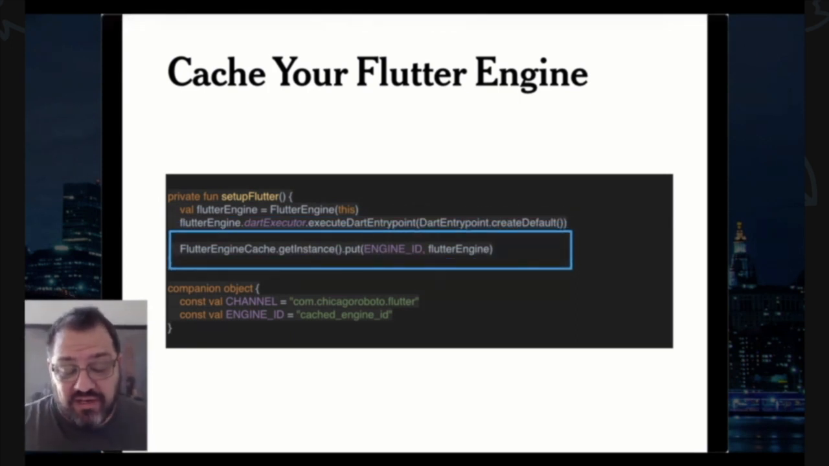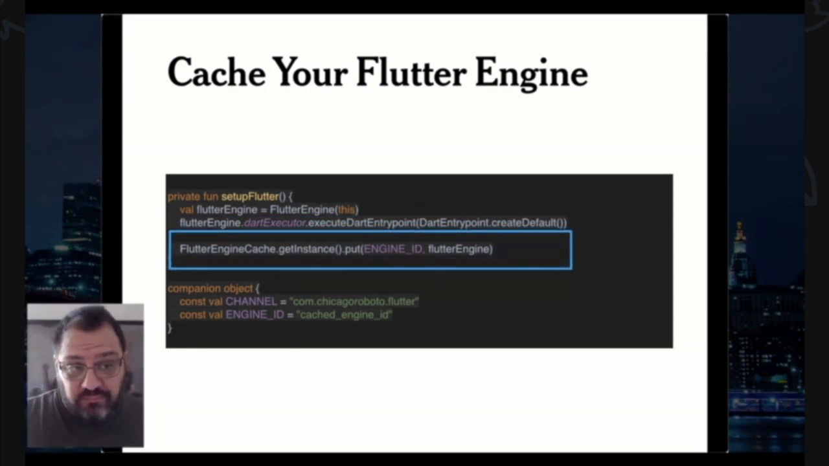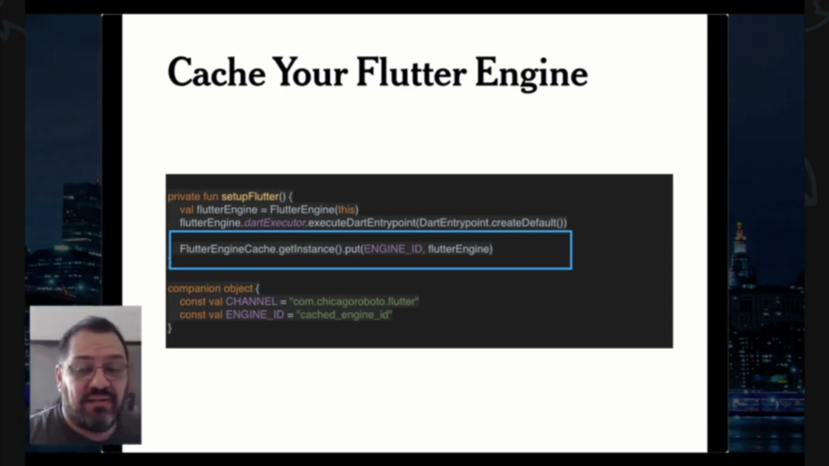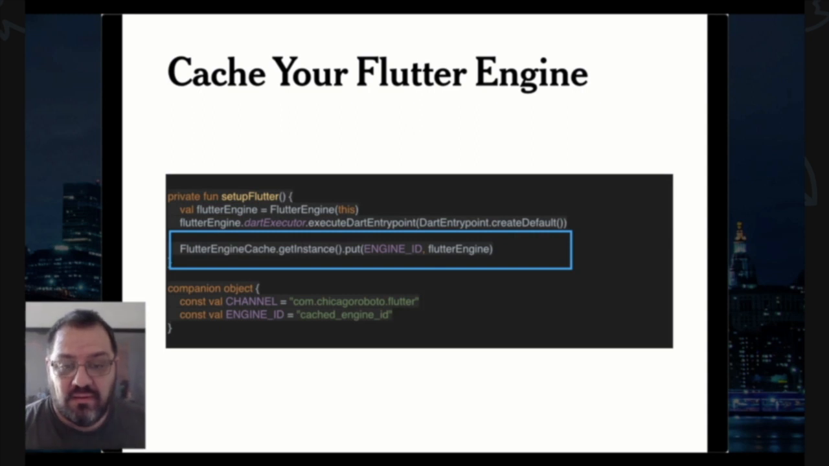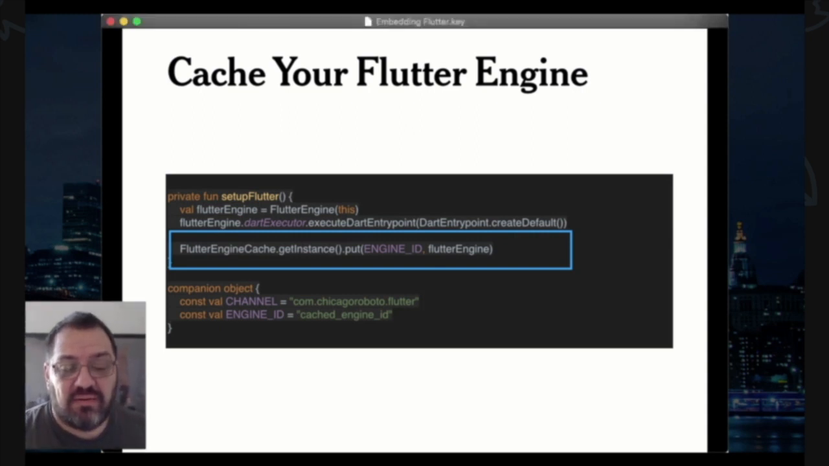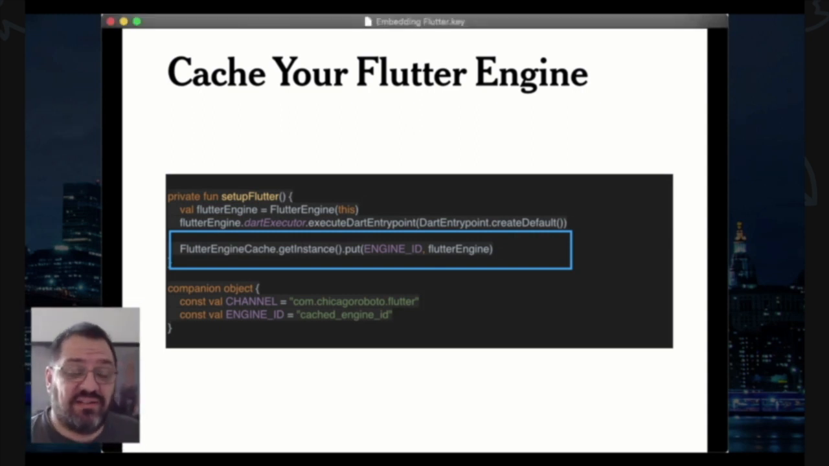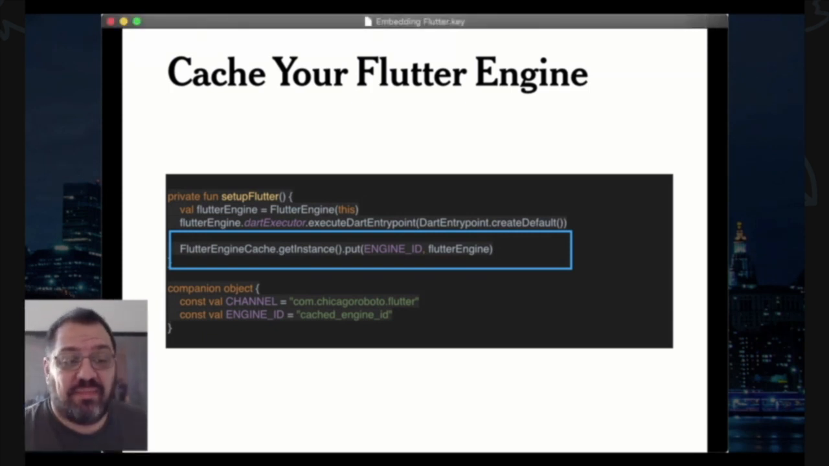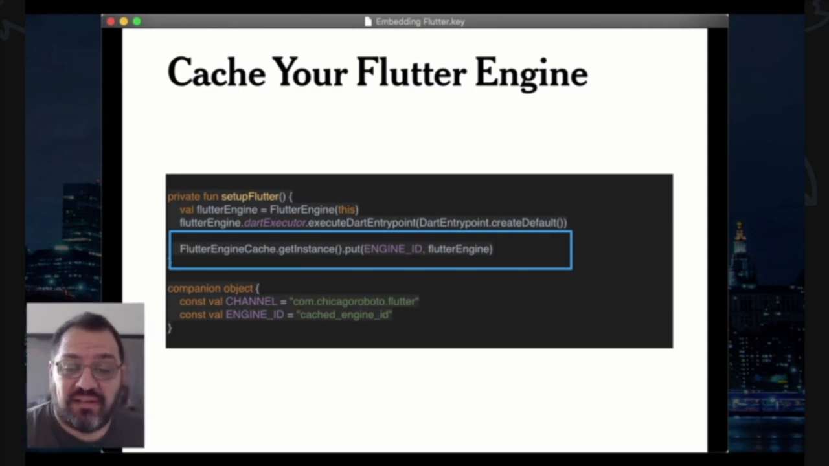Once you've got your Flutter engine and it's ready to go, you throw it into the Flutter engine cache. And this is actually just a straight up hash map. This is a map of string to Flutter engine objects, and this is just stored in memory, so you can reference that at a later point when we start up our activity.